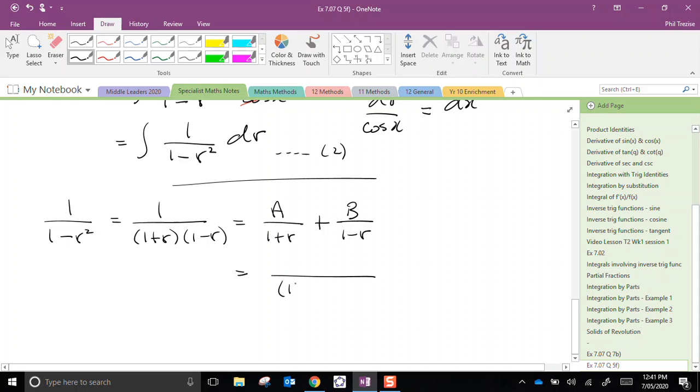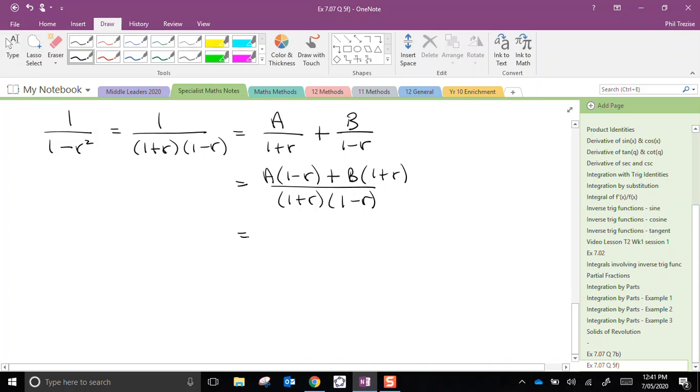Now, writing this together, so I have now a common denominator. I would have a multiplied by 1 minus r added to b multiplied by 1 plus r. So multiplying and collecting like terms in the numerator, I would have a plus b as the two constants, and then I would have, what would I have? I would have b subtract a multiplied by r.